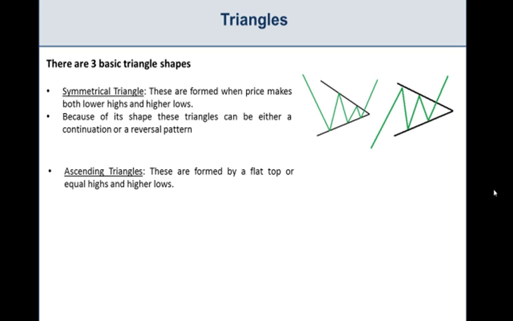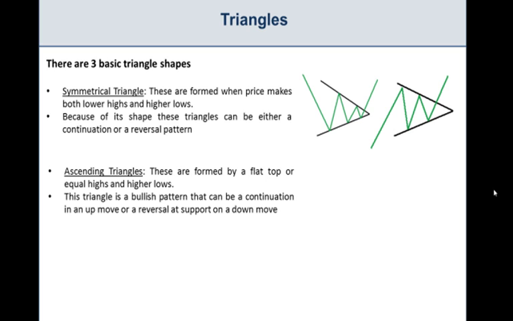The second basic triangle shape is the ascending triangle. And these are formed by a flat top or equal highs and higher lows. This triangle is a bullish pattern that can be a continuation in an up move or a reversal at support on a down move. Here's how they look.